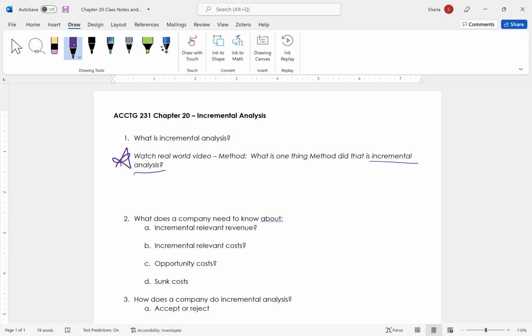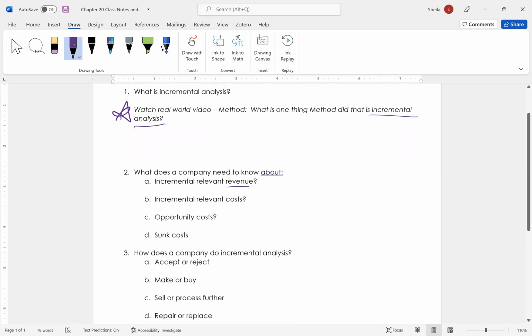So what do you need to know about? Incremental revenues and costs really are defined by the same thing. The idea here is we're just trying to get an understanding of what is incremental, or what changes between alternatives. So we're focusing on revenues and costs that differ between various alternatives. And what that's going to mean is there are some things that we don't consider, such as sunk costs, because those don't differ between alternatives.